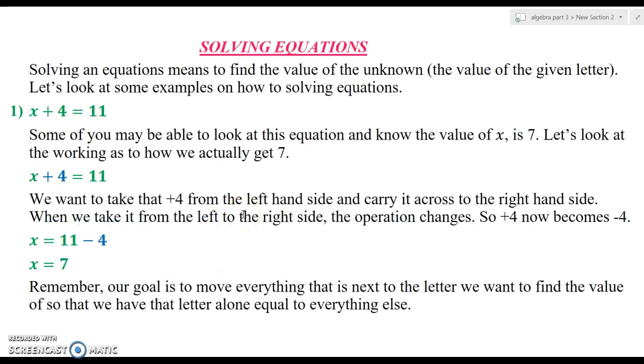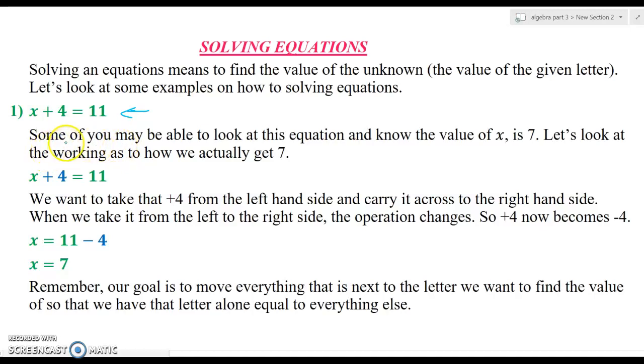When we're told to solve an equation, we are basically being told to find the value of the letter, the value of the unknown. So let's look at the example we have here. We have x plus 4 equals 11. Some people could just look at this and know that the answer is 7. 7 plus 4 gives you 11. But how do you actually work it out?